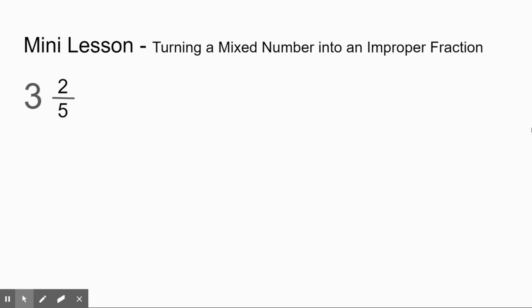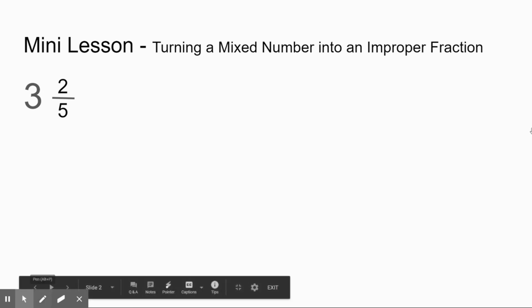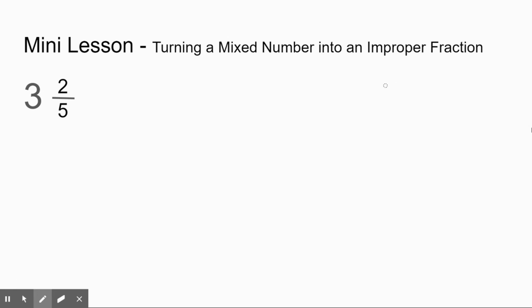So, our first mini lesson is just how do we turn a mixed number into an improper fraction? There are a couple ways to do this, but one of the best methods for doing so is called the bottom body top method. We are going to basically say that the body is the whole number. So in this case, it's a 3. The bottom is our denominator, which is a 5. And our top is our numerator, which is a 2.